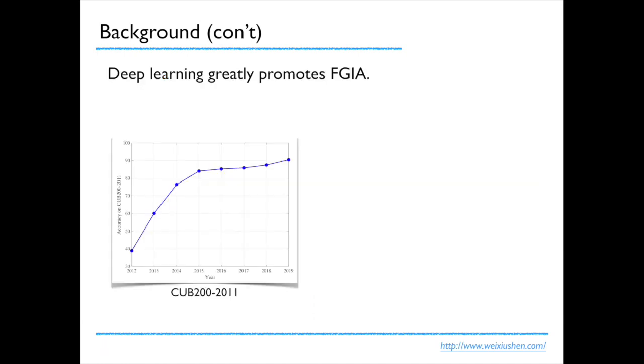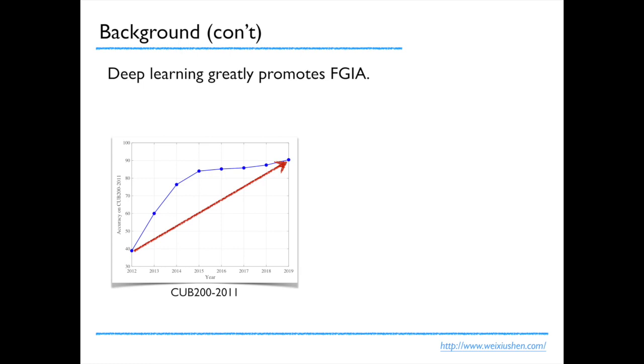On the other hand, in recent years, deep learning techniques have led to remarkable breakthroughs in the field of fine-grained image analysis. On one of the most representative fine-grained benchmark datasets, that is CUB200, classification accuracy improved from about 40% to about 90% in the past 7 years.